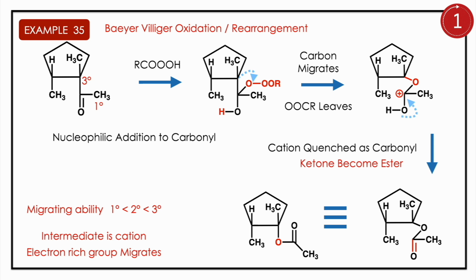Here you have carbonyl and acid. So Baeyer-Villiger oxidation. First step will be nucleophilic addition on carbonyl. New C-O bond forms, new H-O bond forms. The addition makes the carbon unstable. So carbon migrates. Which carbon migrates? Primary or tertiary? We already know tertiary can stabilize the cation better. It migrates. So the ring carbon migrates.